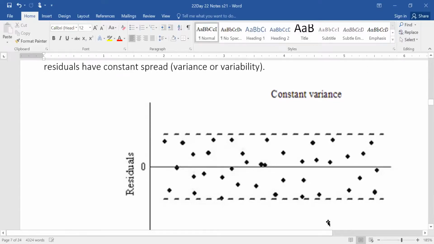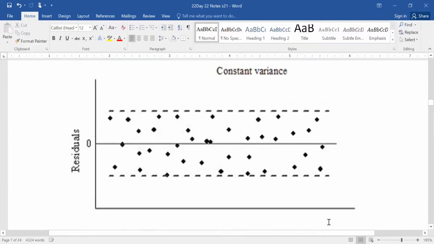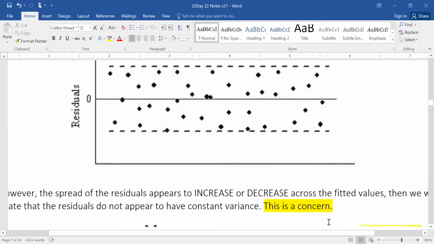Okay, so right here, this is what I would consider constant variance. Do you see it? They're all over the place. They're not closer to the 0 line, the horizontal line, on one side versus the other.